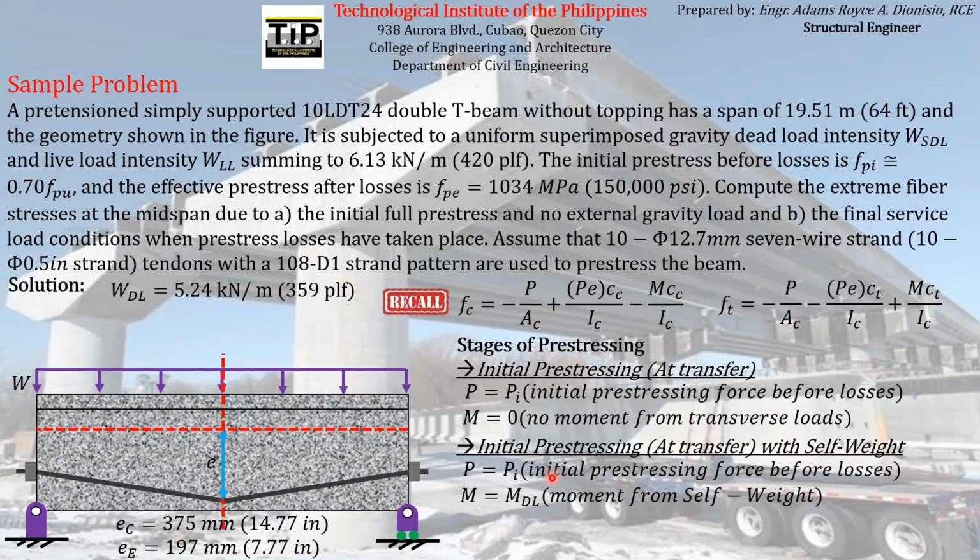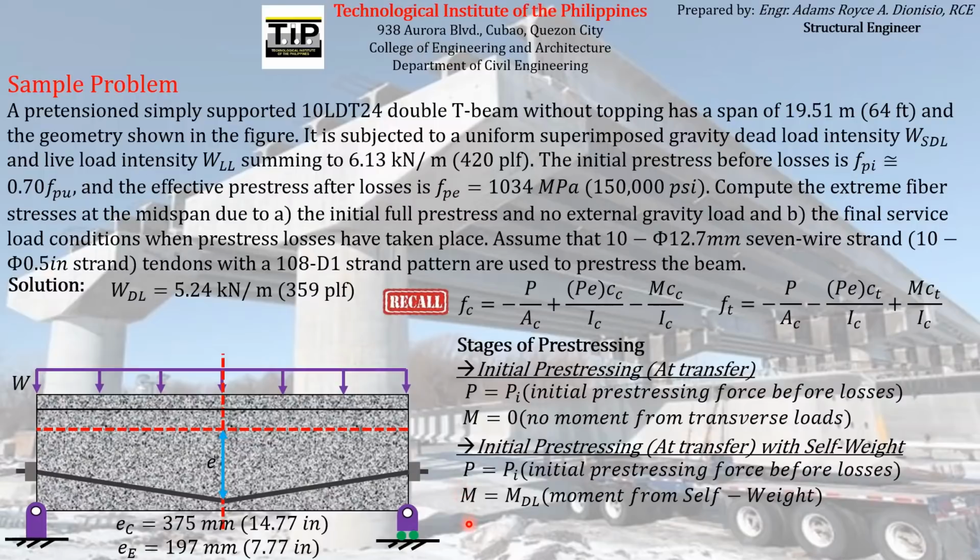So now let's try to compute for the magnitude of PI. How can we compute for the magnitude of PI, the initial pre-stressing force acting on the pre-stressing reinforcement? If you go back to the question itself, it is stated there that the initial pre-stress before losses is equal to 70% of the ultimate strength of the pre-stressing reinforcement.